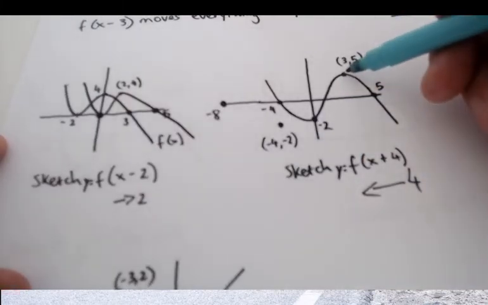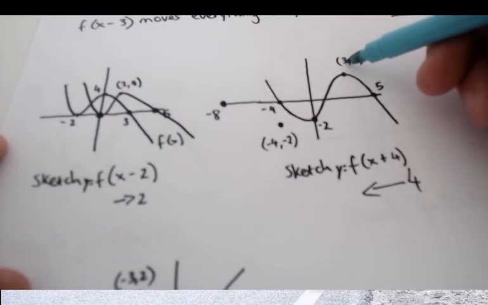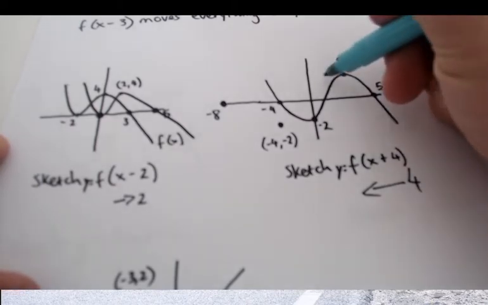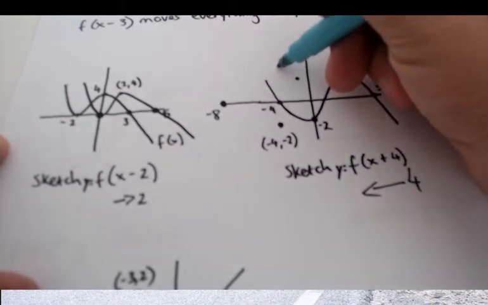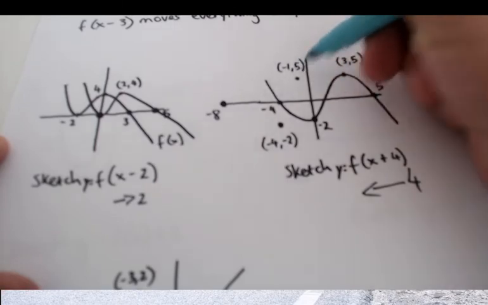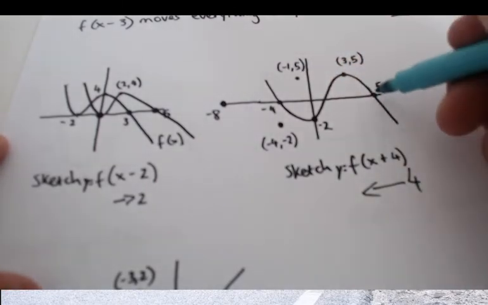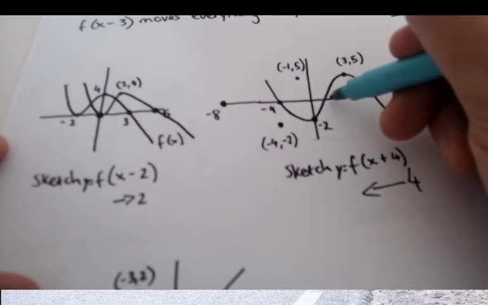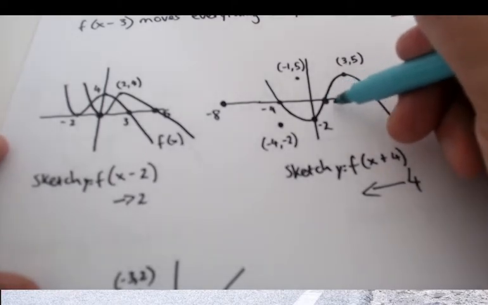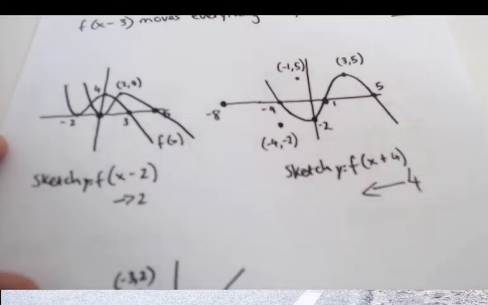This point here, which was 3, 5, so 3 along, if I take it 4 to the left, -1, 5, the height will stay the same obviously. At this point it was at 5, if I take it 4 to the left, it's going to take me to 1. And now I need to think about what the curve is going to look like.